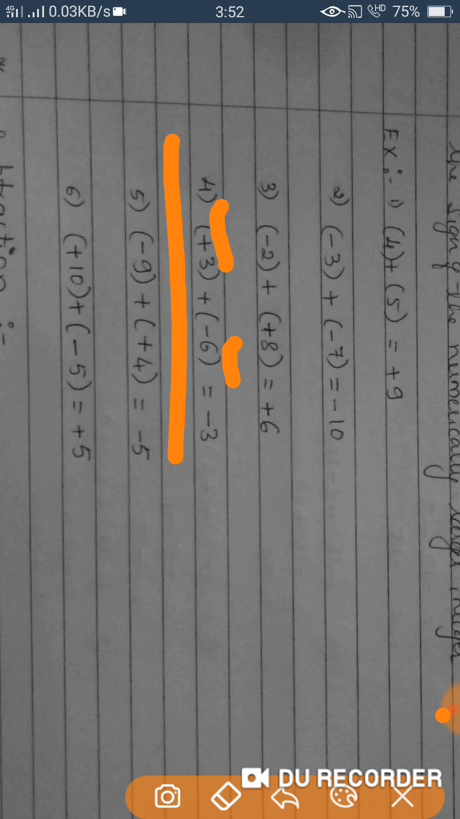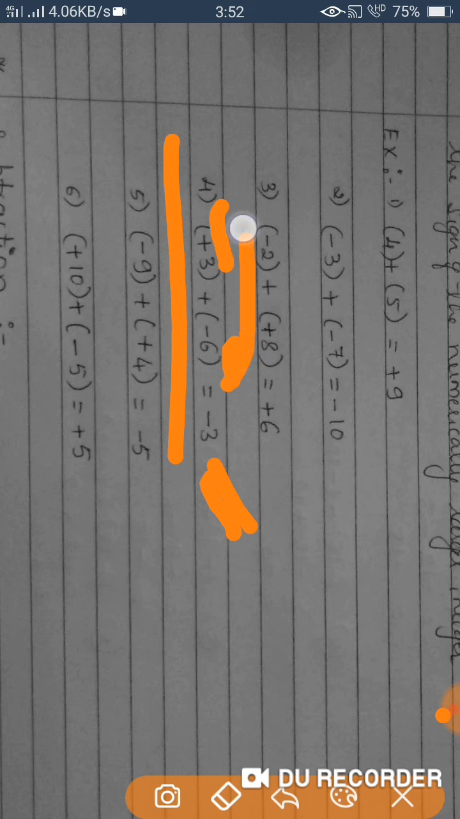When both are the same sign, you just add it and keep the common sign between them. That's all when both signs are the same. Here, when the addition has opposite signs, what to do? Take the difference of the numerals, the bigger minus the smaller. 6 minus 3 is 3.